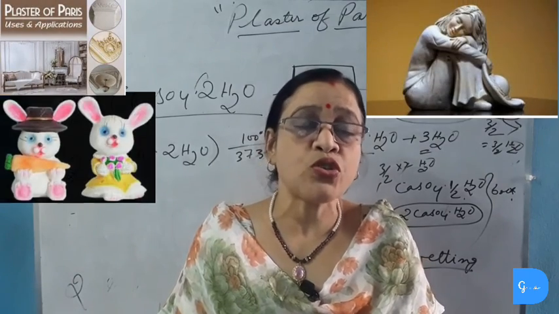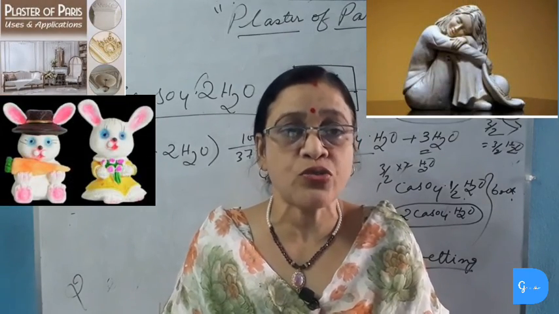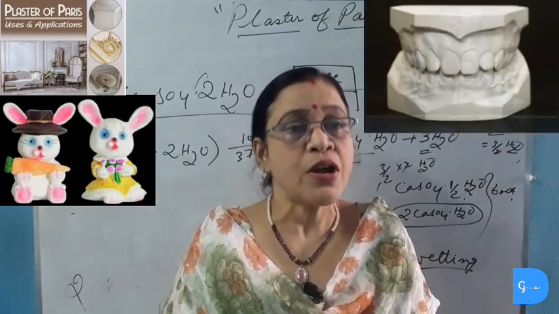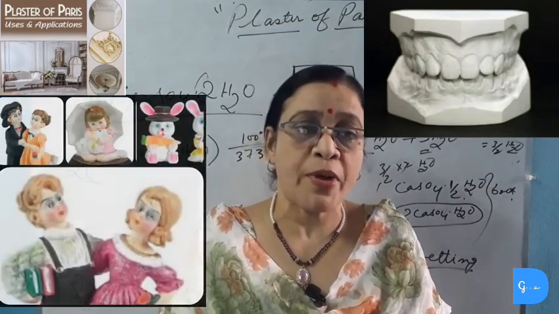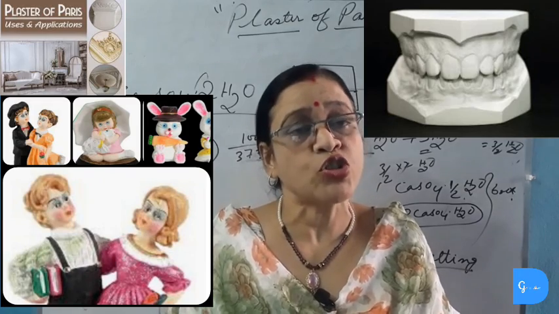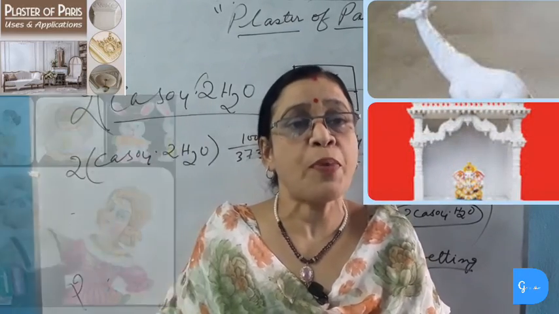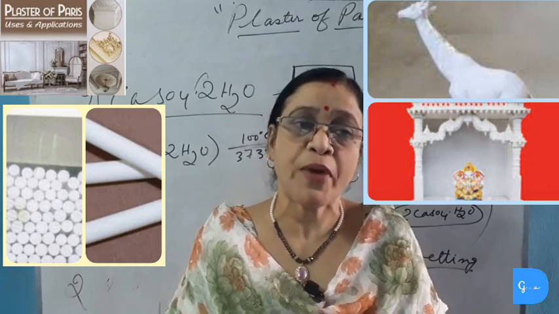Plaster of Paris is used for making casts for toys and statues. It is also used in dentistry. Plaster of Paris is used for making toys, for cheap ornaments, for decorative materials, and also for blackboard chalks. Plaster of Paris is used as a fireproofing material.